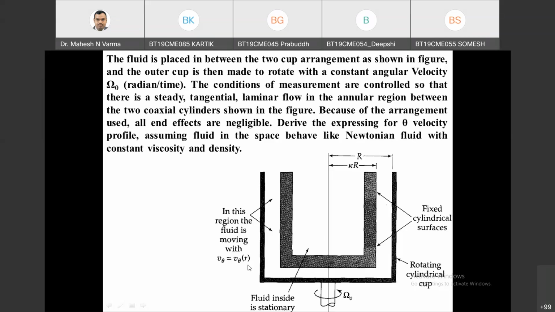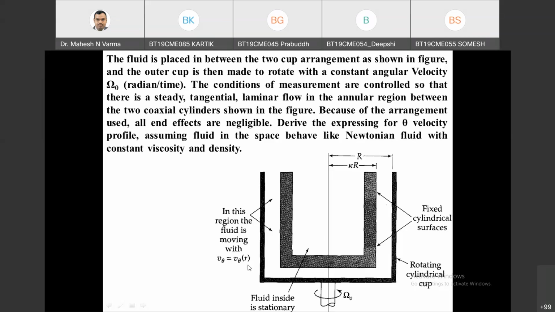To simplify the problem, some assumptions should be taken. Here I am taking the assumption that end effects are negligible, hence can be neglected. So the theta equation of change will be important to get the velocity profile. So how many boundary conditions are needed to solve this problem?